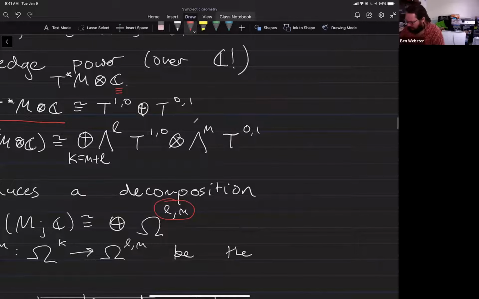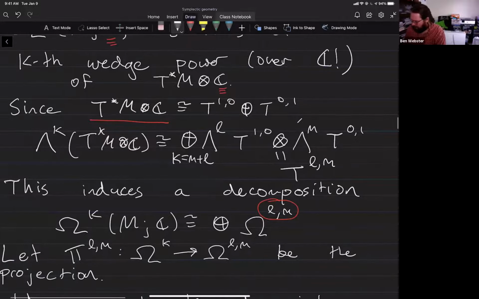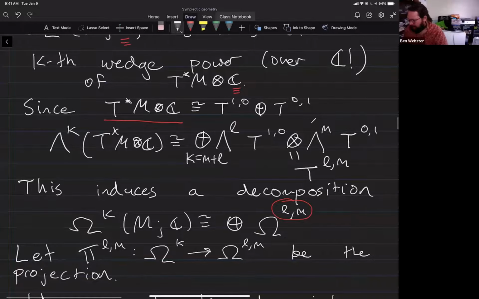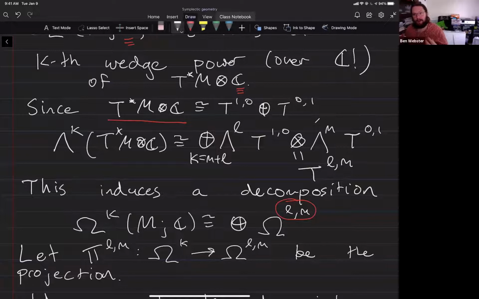Right, so this guy is usually called T^{L,M}. And sections of it are written as omega^{L,M} and called LM forms. So again, this is a purely linear algebraic notion, or tensorial, right? I look at the value at one point and I say, okay, being an LM form means I will only get a non-zero answer if I put in L holomorphic tangent vectors and M anti-holomorphic tangent vectors. And if I put in any other number of holomorphic tangent vectors and anti-holomorphic tangent vectors, I will get 0.